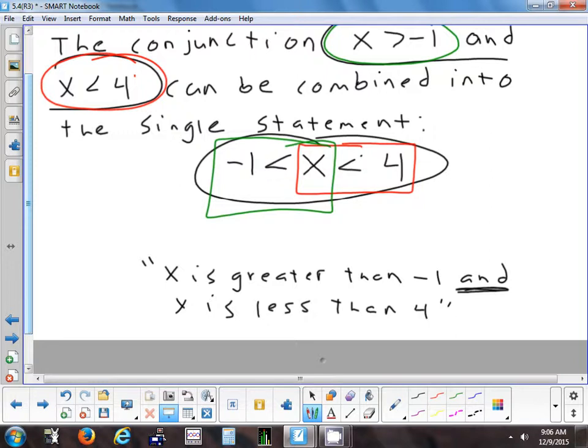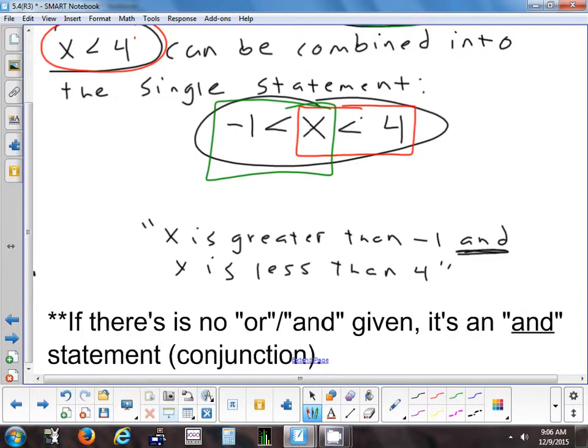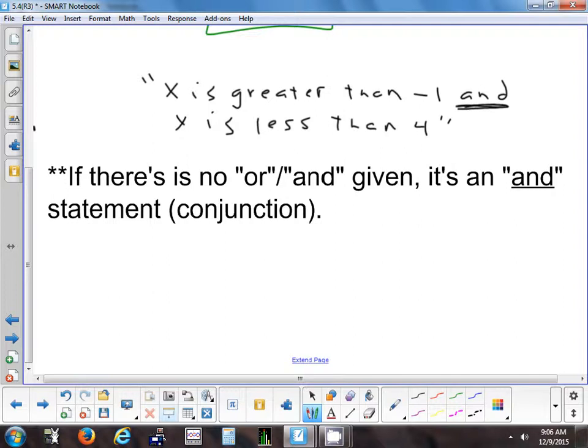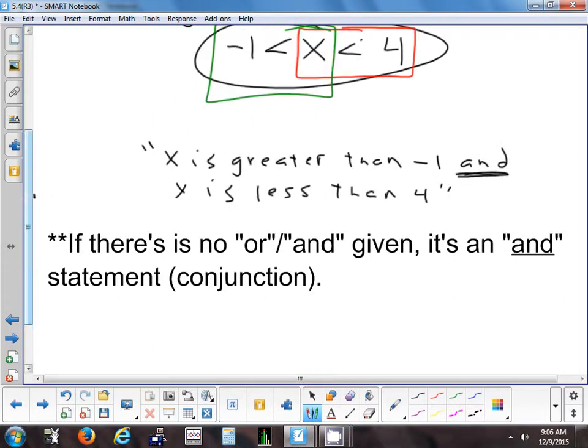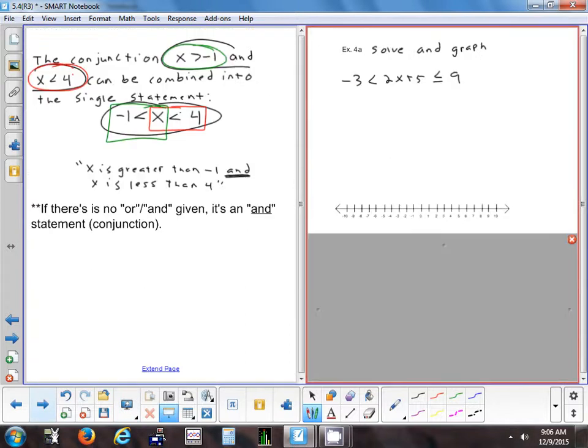Okay, the one tricky part about this notation is you do not see the word "and" written. You guys just have to know if you see double inequalities, it's always an and. Let's show up on the next slide and say, oh, there it is right there. So if there's no "and" or "or" written, and all you see is this, it's always an and statement. Think of the and as being invisible. It's right in there, but it's invisible.